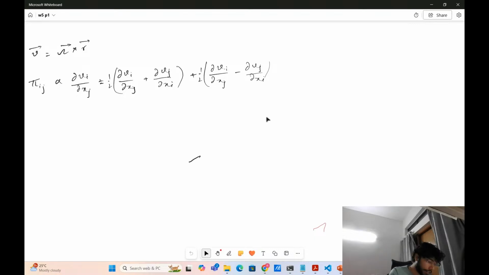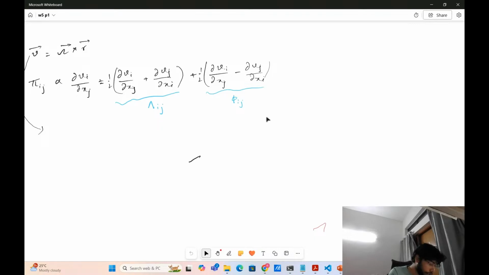So why are we writing it like this? Because, as we saw in the last lecture, this is the symmetric part, which we write as lambda ij, and this is the antisymmetric part, which we write as pi ij. You can write it as anything, but the main point is that lambda ij is the symmetric part, phi ij is the antisymmetric part. Why we are breaking it into symmetric and antisymmetric parts, we will see from this solid body rotation.